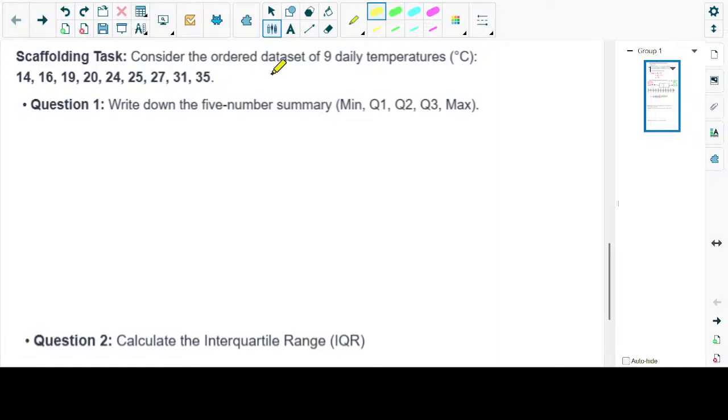Okay, what can you tell me, if it's odd, about our Q2? That means our Q2 is in the data. So Q2 is going to be part of the data now.